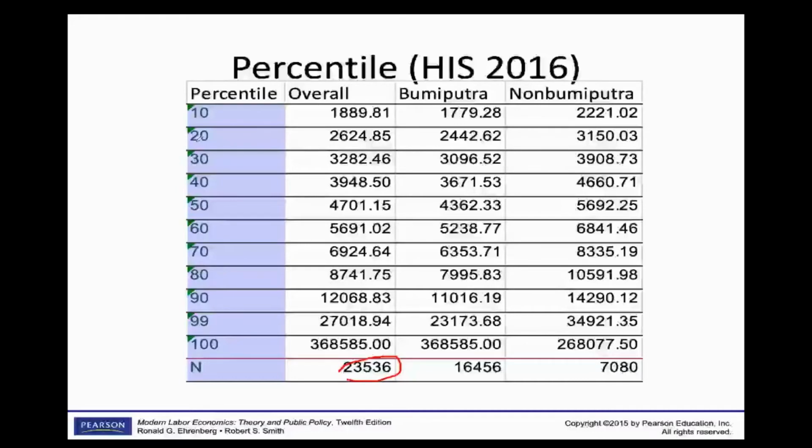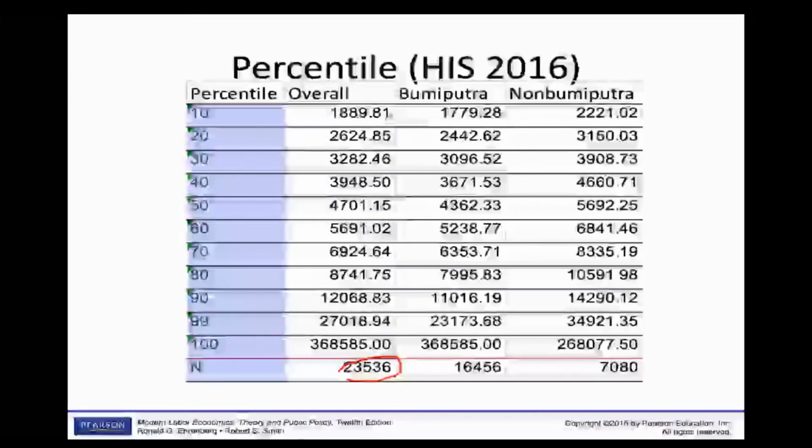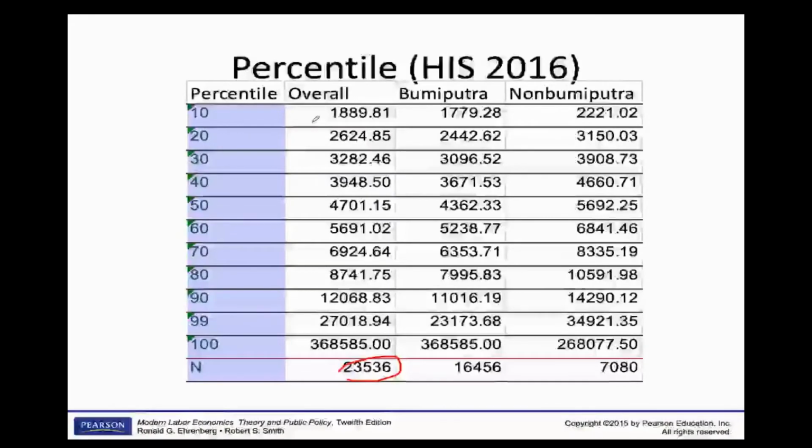And based on this percentile, we can identify that those who earn 1,889.81 per month, this is already converted into monthly income, those who earn 1,889.81 and below, they would fall in the 10th percentile. So for us, we are familiar with this concept of B40, M40. So the B40 is like this. For the B40 example, we take the 40th percentile, we identify this earnings or income level to be the monthly income for the B40, where those who earn 3,948.50 and below, they fall in the category of B40. So this is the idea of percentile.